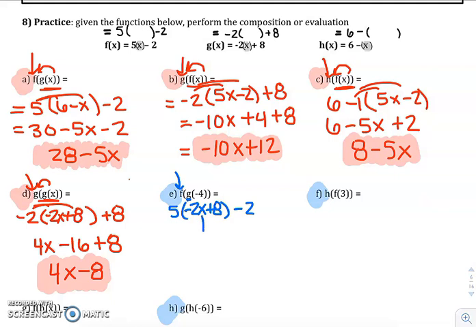So now where that x is, you're actually going to put the x value that it wants you to plug in. So you're going to plug in negative 4. So this whole thing becomes 5 in parentheses negative 2 times 4 plus 8 minus 2. So negative 2 times 4 is negative 8. And then negative 8 plus 8 is actually 0. So we get 0 times 5, which is 0 minus 2. So this whole thing simplifies to just be negative 2.